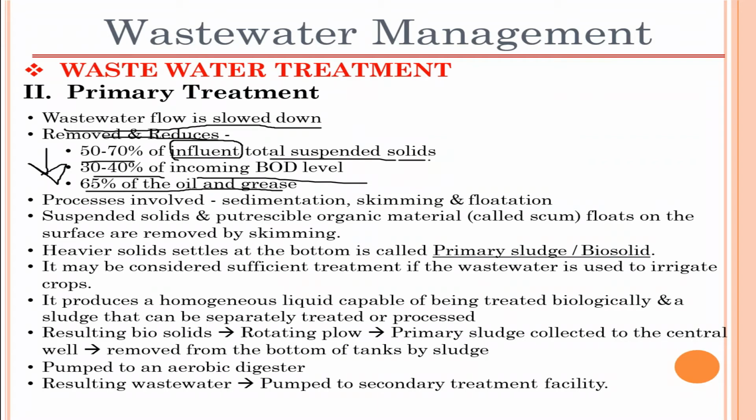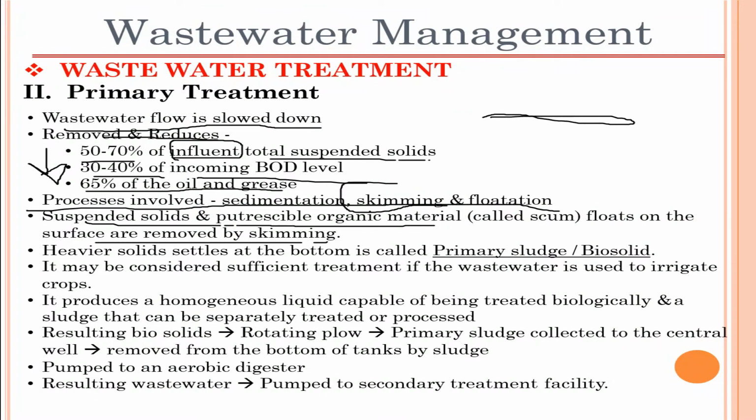Alright, and the process involves sedimentation, skimming and flotation. Skimming is nothing but the removal of oil and grease. Suspended solids and putrescible organic matter called scum float on the surface and are removed by skimming. All the oil and grease that floats on the surface, the scum, is removed with the help of skimming, and the heavier solid that settles at the bottom is called primary sludge, or biosolid.